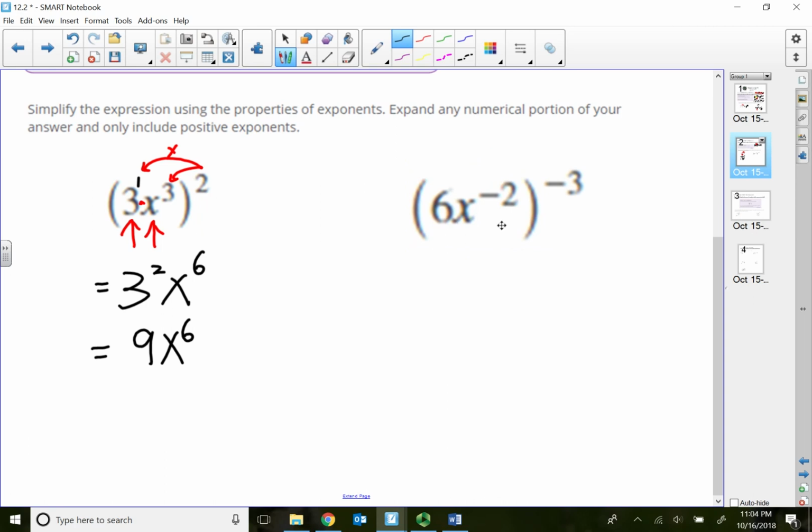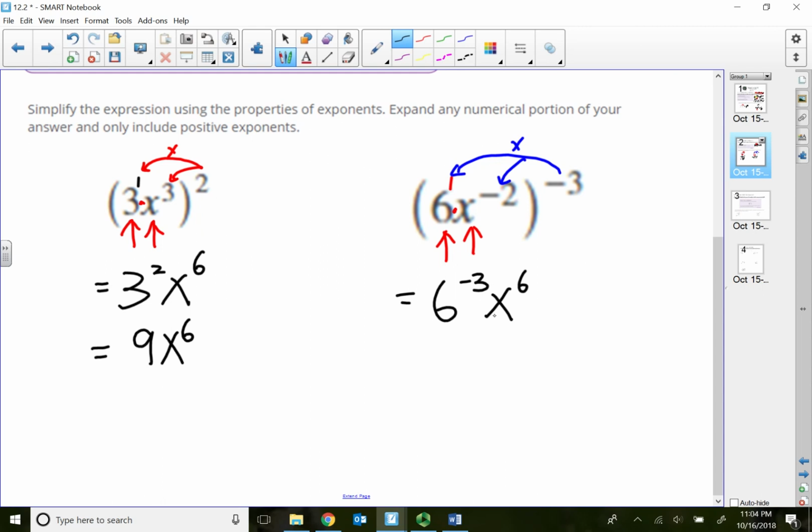So my final answer has to be 9 times x to the 6 power. Do this one right here. Parenthesis with an outer exponent on the outside. Inside the parenthesis, there's only one term. So I got two different factors here, or two different bases, just within the parenthesis. The base 6 with the exponent 1, a base x with the exponent negative 2. So let my outer exponent negative 3 multiply all the exponents that are in the inside. So that's going to be 6 to the 1 times negative 3, which is negative 3 power, times x to the negative 2 times negative 3, which is positive 6.